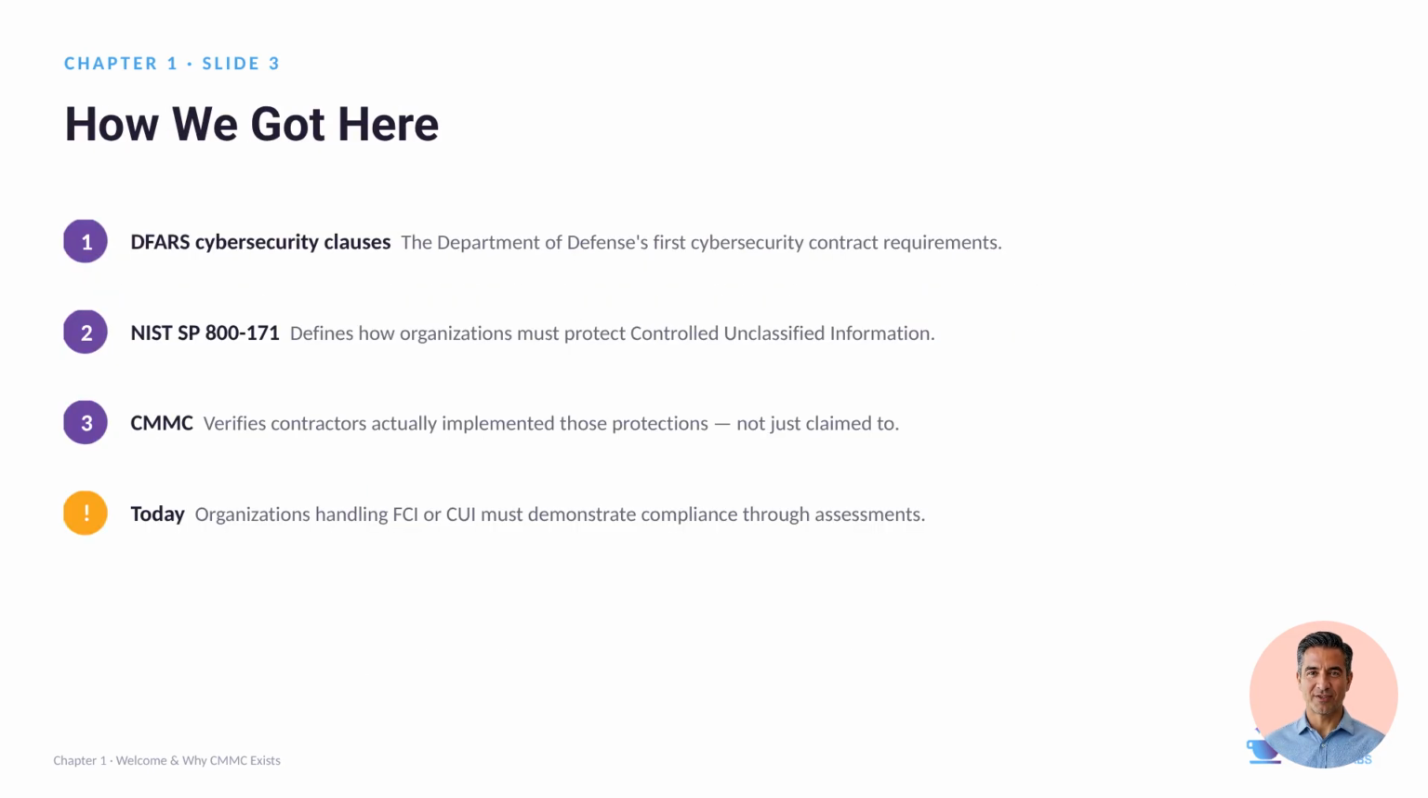To reduce these risks, the Department of Defense introduced cybersecurity requirements over time. First came DFARS cybersecurity clauses. Next came NIST SP 800-171, which defines how organizations should protect controlled unclassified information. Eventually, CMMC, the Cybersecurity Maturity Model Certification, was introduced to verify that contractors actually implemented those protections rather than simply saying they had. Today, organizations that process Federal Contract Information, FCI, or Controlled Unclassified Information, CUI, must demonstrate that they meet these requirements through assessments.